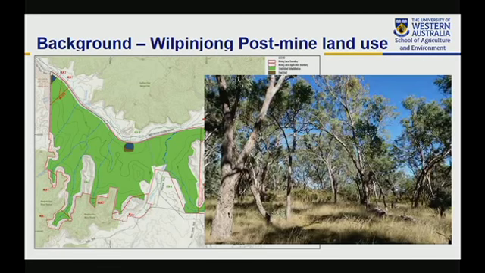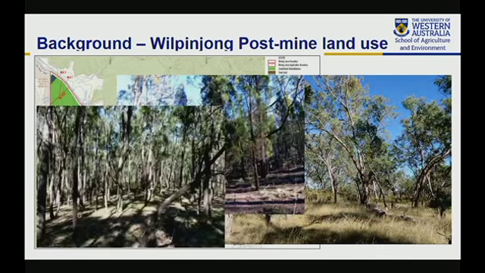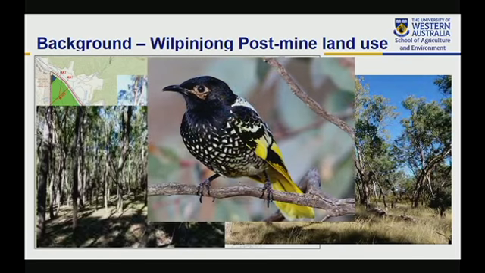When I say that, the vegetation type, don't pay too much attention, but these are the different vegetation types that they now have to create on site. And why that is, is for the Regent honeyeater, which is critically endangered under both the New South Wales legislation and the Commonwealth EPBC Act.